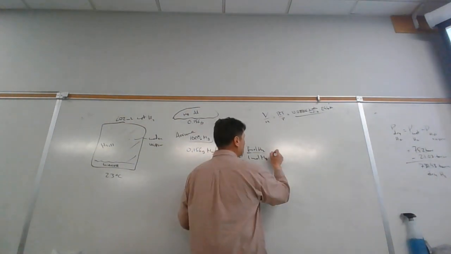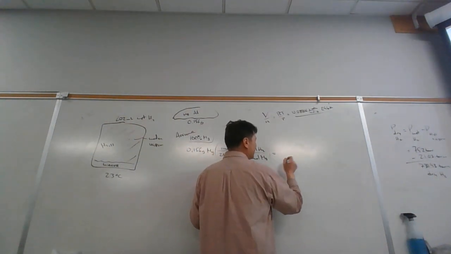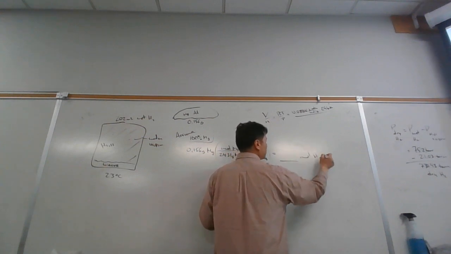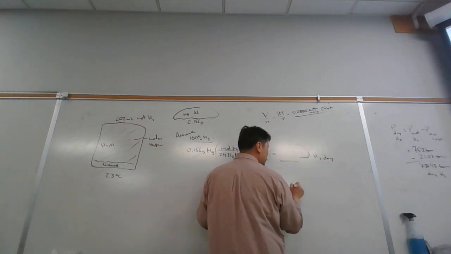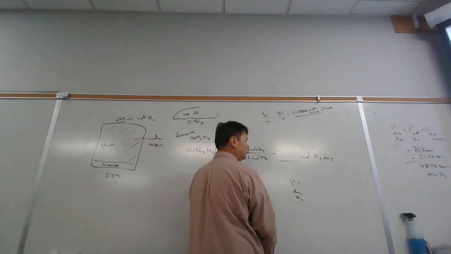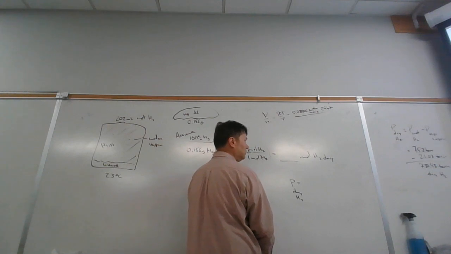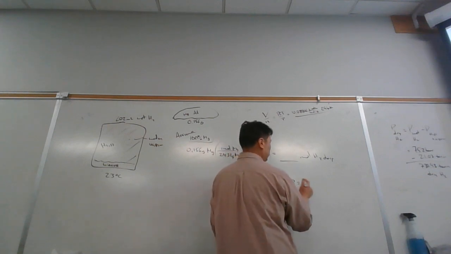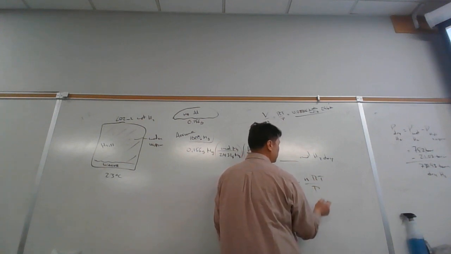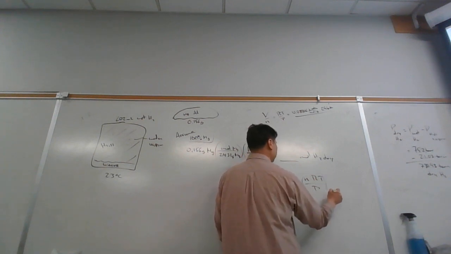And so what I'm going to do here is I'm going to stop and get the moles of hydrogen. This is going to be dry hydrogen. And then I'm going to use the ideal gas law. The pressure of the dry hydrogen is equal to the moles of dry hydrogen times R times T divided by the volume.